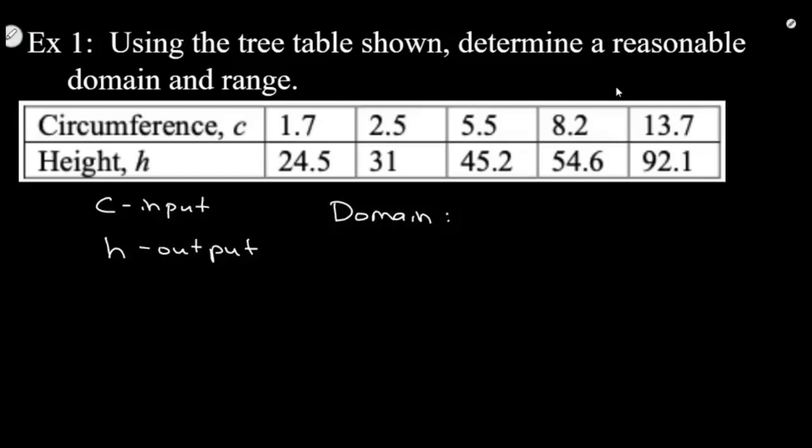Distance is always positive, right? Could the circumference be a 0? Is it possible that the tree, if there's a tree there, that its circumference is 0? No, because again, that would mean there's nothing to go around. Okay, so we can't have negatives. We can't have 0. But really, look at the numbers we've got. 1.7, 2.5, 5.5, 8.2, 13.7. Couldn't it really be anything that wasn't negative or 0? At least on the bottom side.